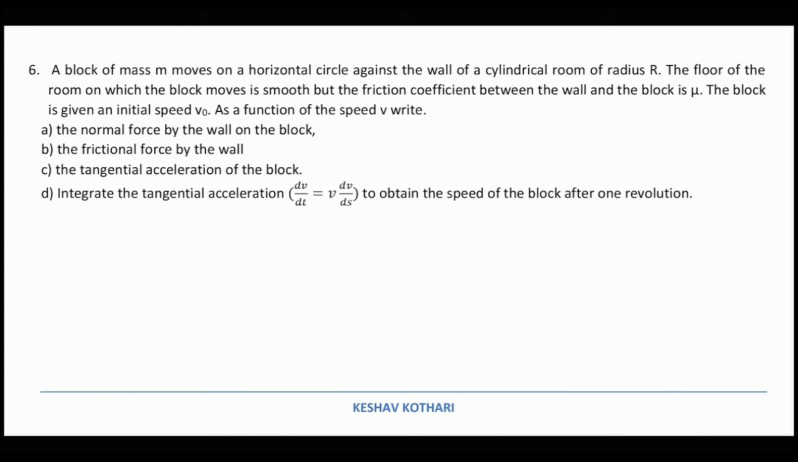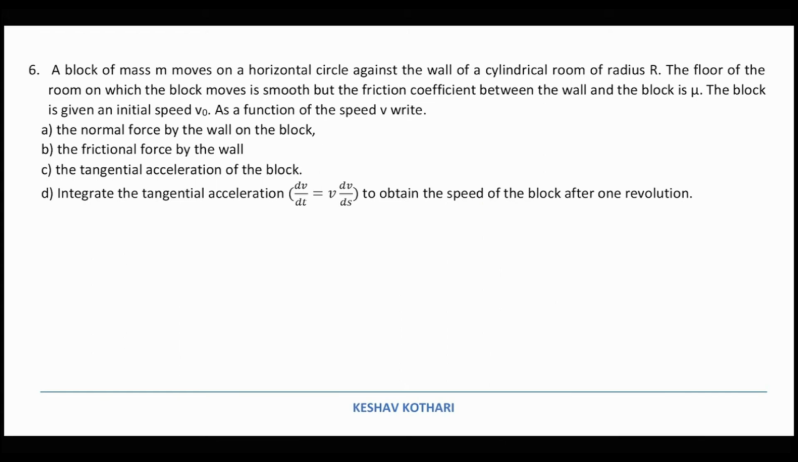As a function of the speed v, write the normal force by the wall on the block, the frictional force by the wall, the tangential acceleration of the block, and in the last part, integrate the tangential acceleration to obtain the speed of the block after one revolution.